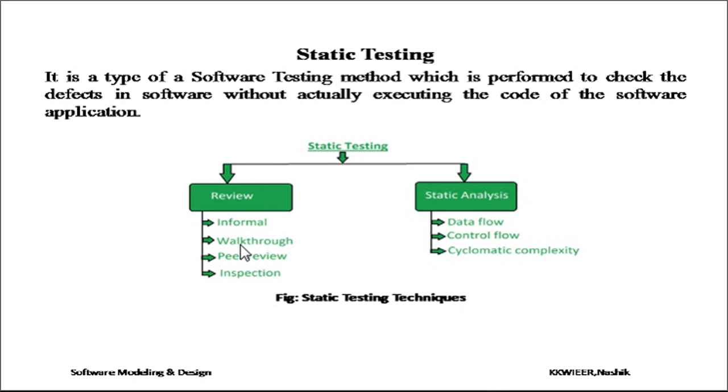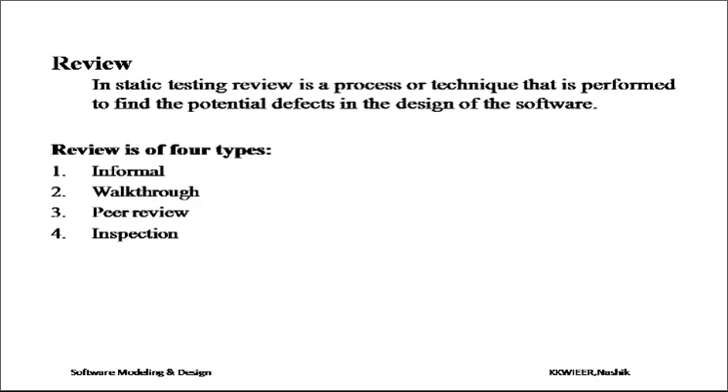There are various techniques for static testing: the review and the static analysis. We will see the review first. Review is a testing process in which we find the potential defects in the design of a software. It is a process to detect and remove errors and defects in different supporting documents like the software requirement specification. People examine the document and sort out errors, redundancies, and any ambiguities if present.